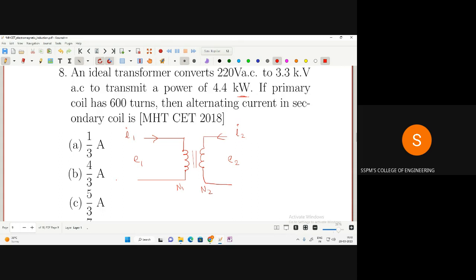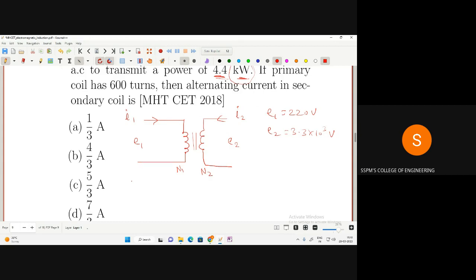Actually power is not given in kilowatt, it should be given in kVA. Since it is an ideal transformer, consider it as 4.4 kVA. See what data is given. E1 is equal to 220 volt is given. Then E2 given 3.3 kilovolt, that is 3.3 into 10 to the power 3 volt. Then power is given, that is the kVA rating of the transformer. Let's consider P1 is equal to E1 into I1, which is 4.4 into 10 to the power 3.